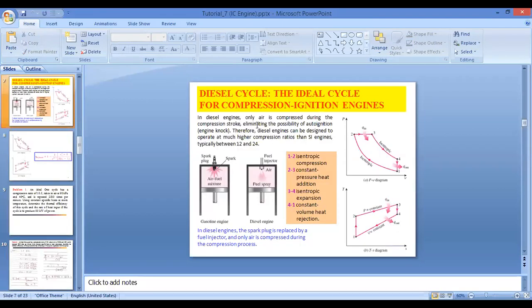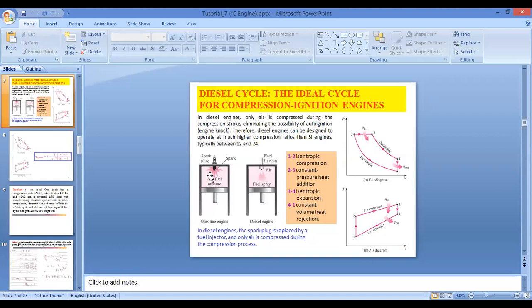Now the diesel cycle. The difference between Otto cycle and diesel cycle is that in the petrol engine we have the spark plug, but that spark plug is replaced by the fuel injector in case of the diesel cycle. If we talk about the theoretical cycle, heat addition at constant volume is replaced by heat addition at constant pressure.